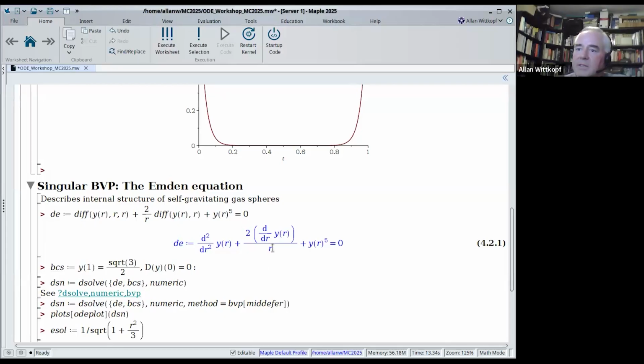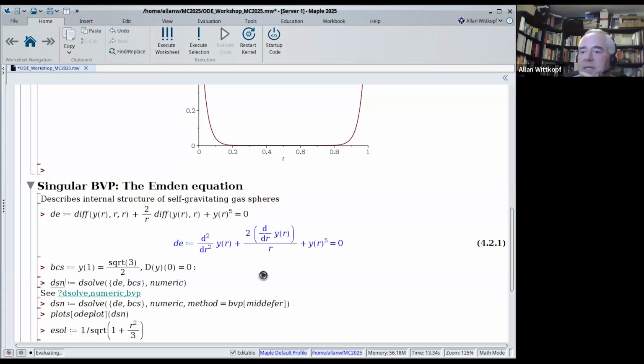So you're going to have a problem at r equals 0, just directly evaluating this. So you need something that can actually handle that singularity. Okay, so we set our boundary conditions. The boundary condition to the left is a specific value for y, and the boundary condition at the right is a 0 slope condition.